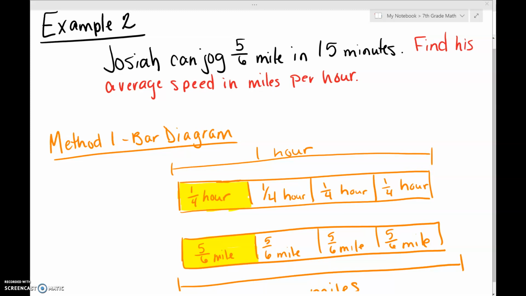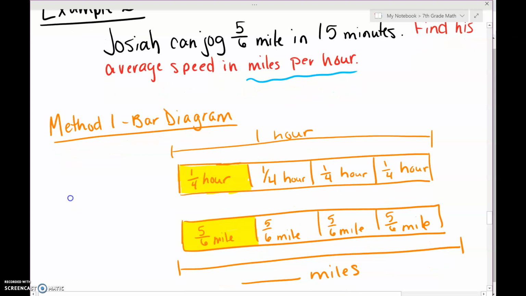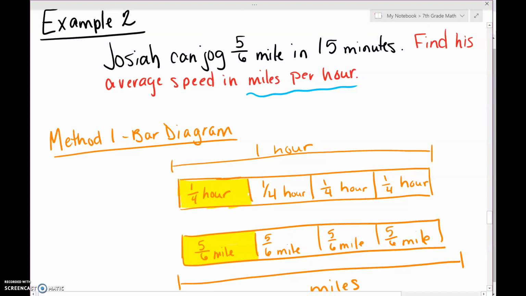All right, time for example 2 of solving for unit rates. Josiah can jog 5/6 of a mile in 15 minutes. Find his average speed in miles per hour. So we know we have to do it in miles per hour. All right, so things we need to figure out before we move on.